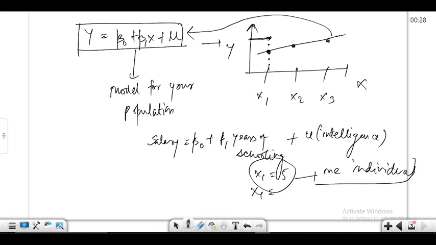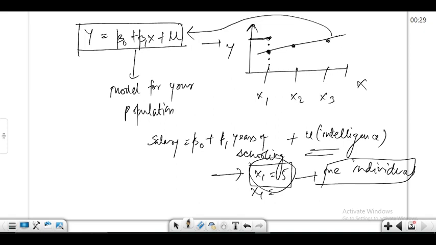So as I take different individuals with the same x1, I will get different values of y. For every individual, given x1 equal to 5, the value of y will vary because I have an error term, depending on the level of intelligence.